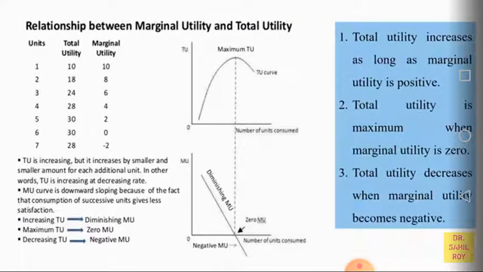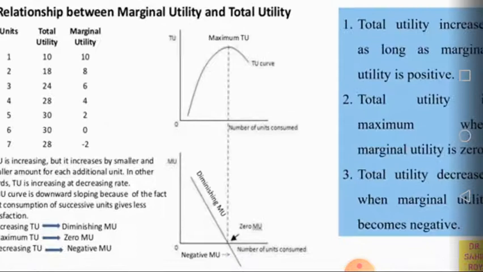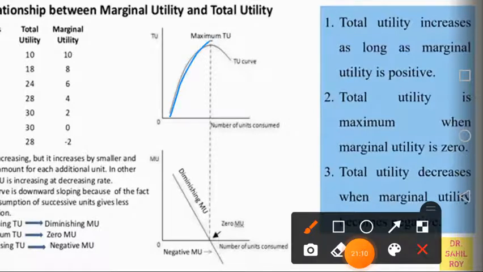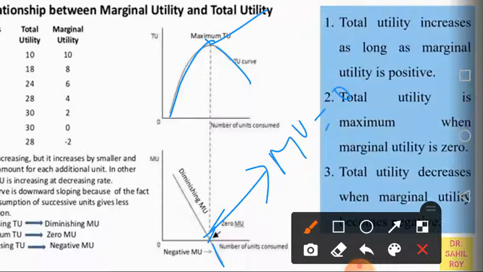So now we can see this in the diagram also, and what changes happen in the diagram. Let's see. I hope the diagram is visible to you. TU is rising as MU is positive. I'm going to highlight that TU is rising and MU is positive till this level. After that, when TU starts declining, after this level, MU becomes negative. When TU is at its maximum point, at this level, MU is 0.